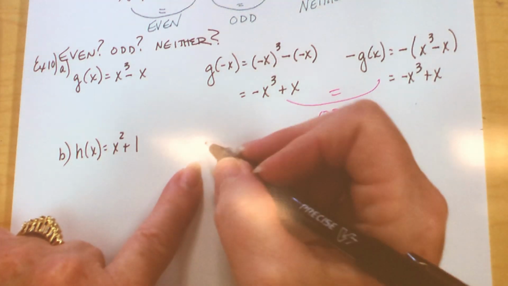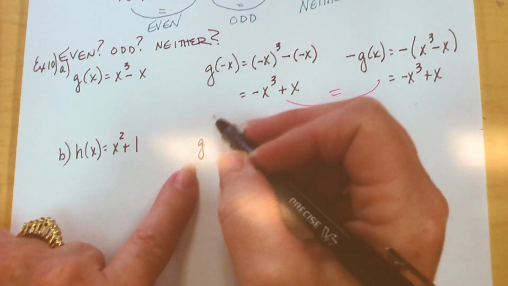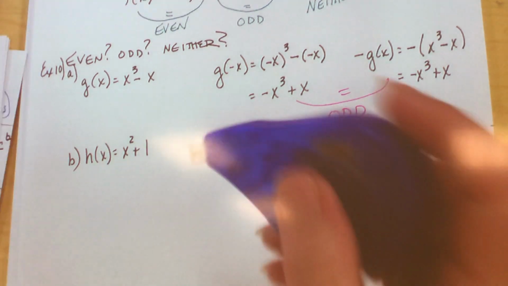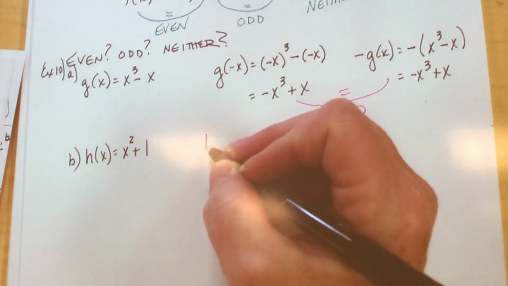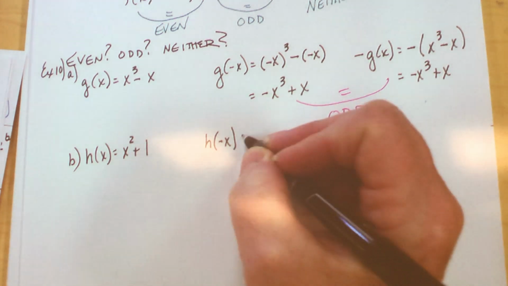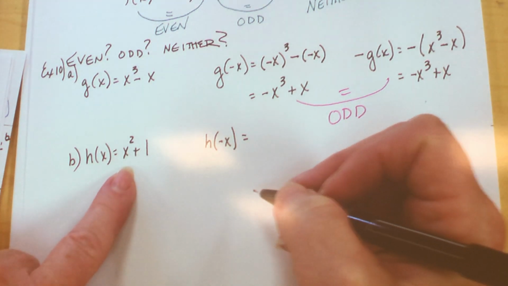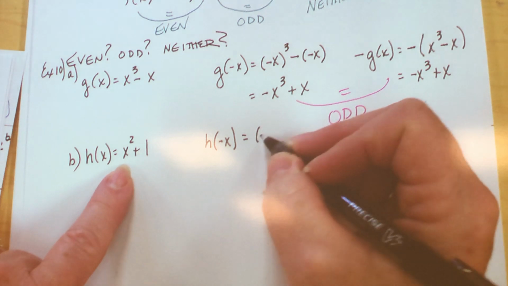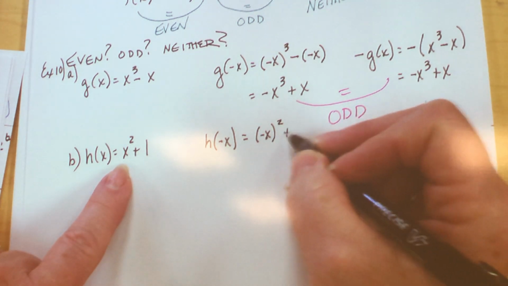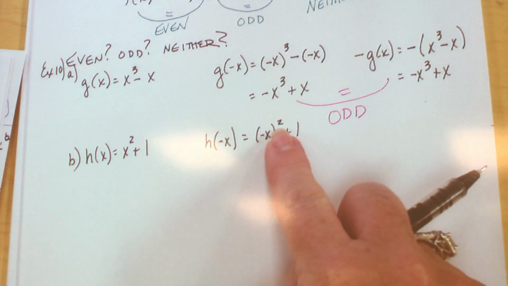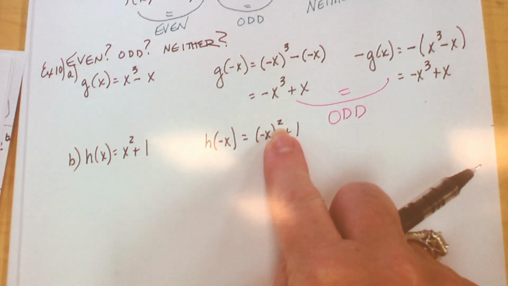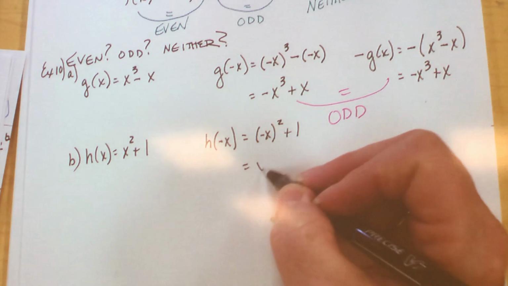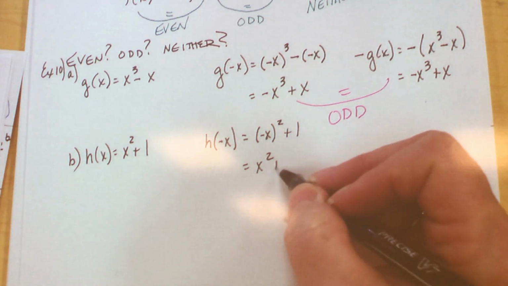Okay, so I'm going to start working it. So the first thing, oh, sorry, not a g, it's an h. So h of negative x. Everywhere there's an x, I'm going to put in a negative x. So this is negative x squared plus 1. Anytime you raise something to an even power, it's always what? Positive. So this becomes positive x squared plus 1.